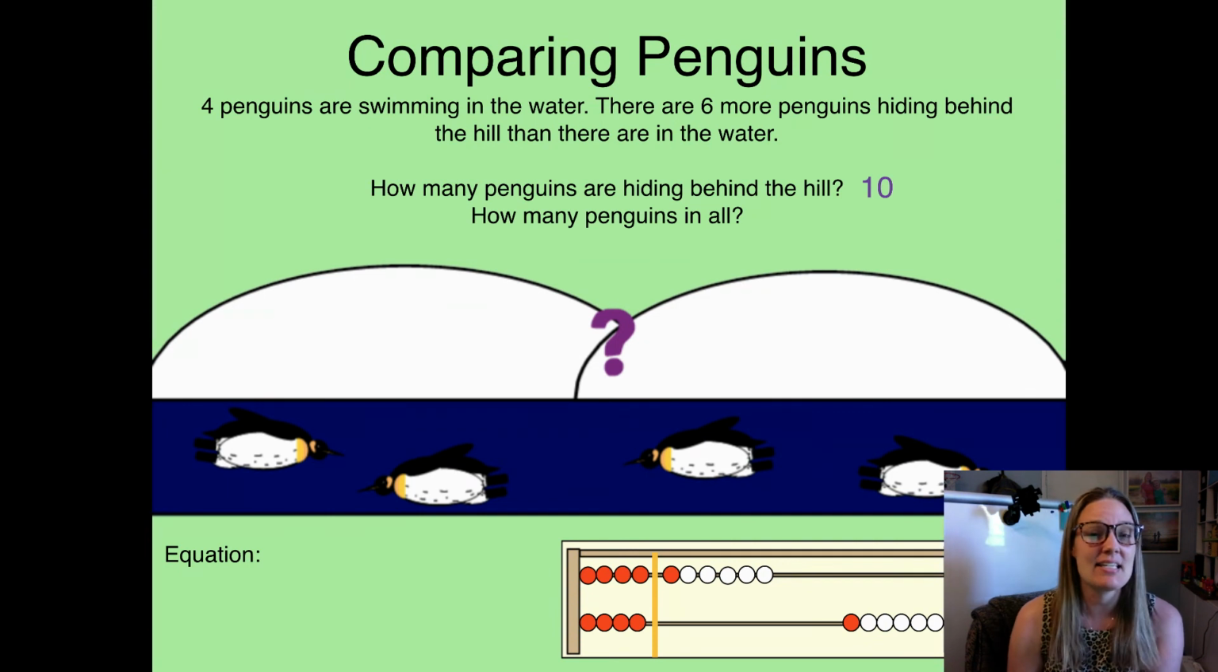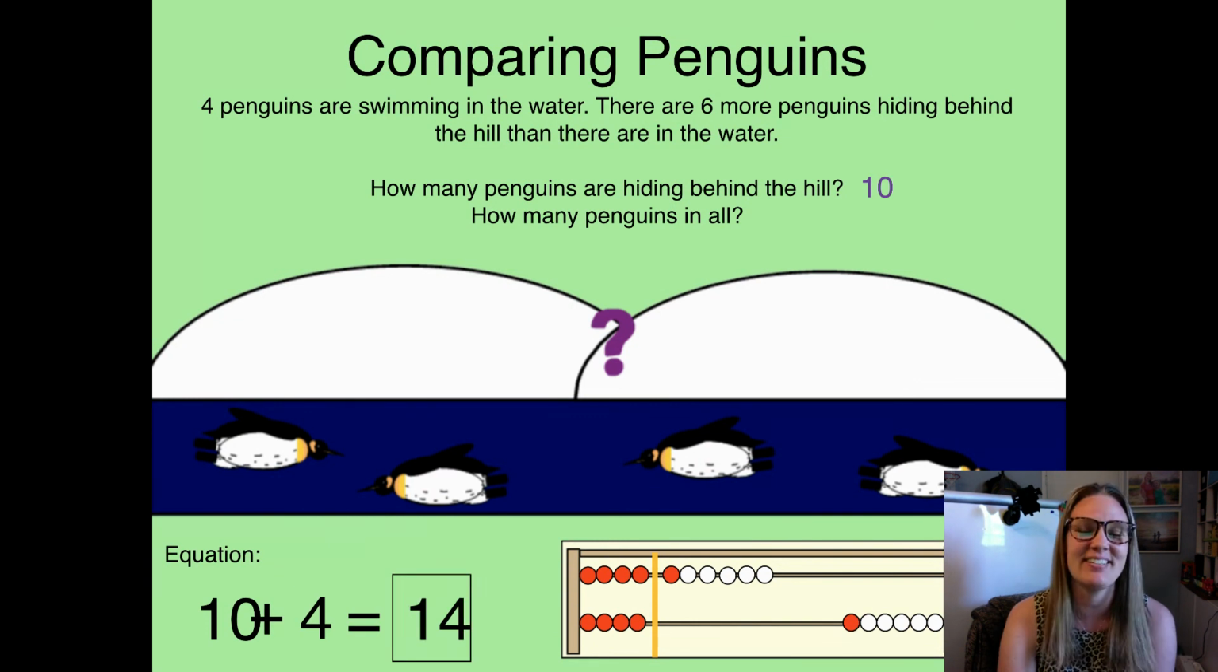Now it's asking us again, how many penguins are in all? So remember, we just figured out that there are 10 penguins hiding behind the hill. And there's 4 penguins in the water. We already knew that, right? So 10 penguins hiding behind the hill and 4 swimming in the water. And we're joining them together. So what's going to be the equation? Yeah, 10 plus 4 equals 14. Very good, you guys. That was a little bit tricky. Let's try this last one together.